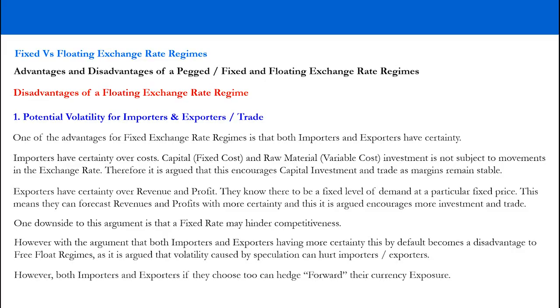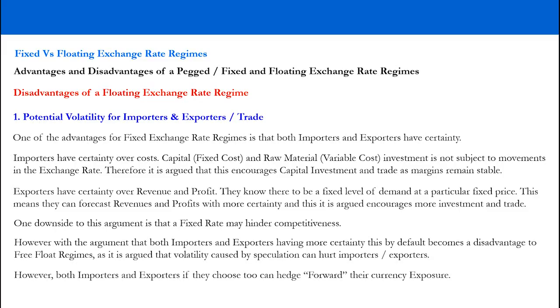However, this argument that importers and exporters get more certainty by default becomes a disadvantage to free float regimes, because it's argued that the volatility in exchange rates causes speculation.